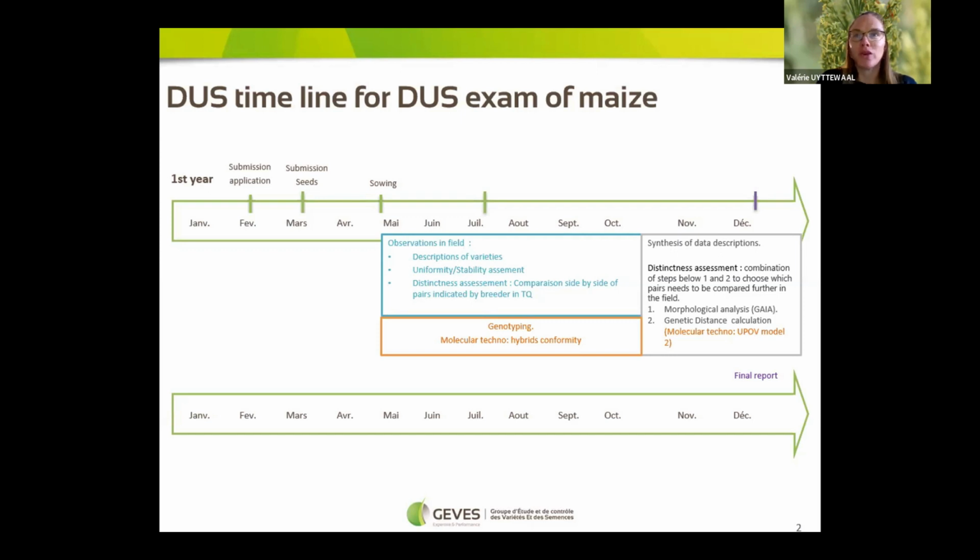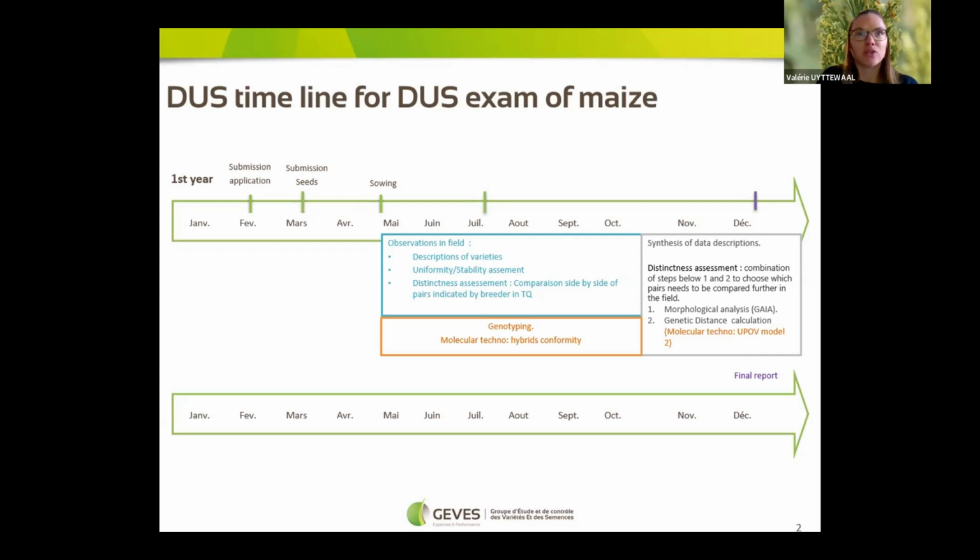And for us, it's impossible to compare side by side all varieties in the first years because we have around 5,000 inbred lines in the reference collection. So at the end of the first years, we have a tool named Gaia. This is a special software to compare descriptions carried out on each candidate variety with varieties in the reference collection.